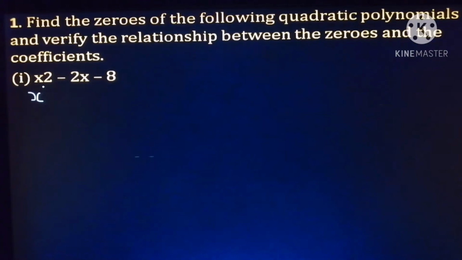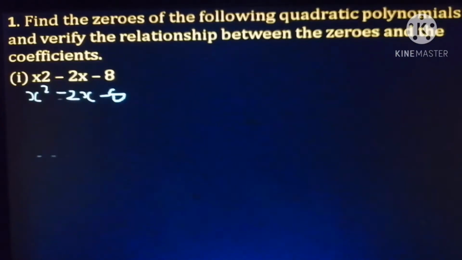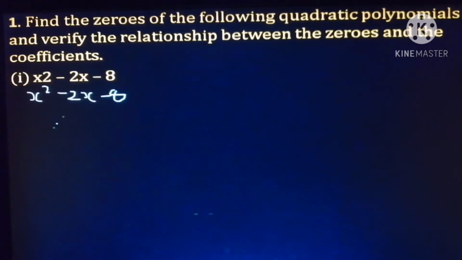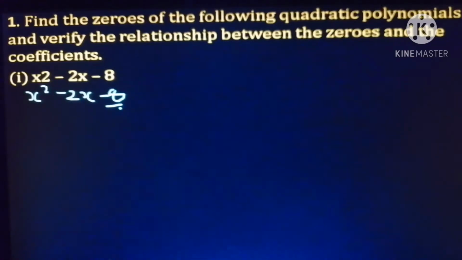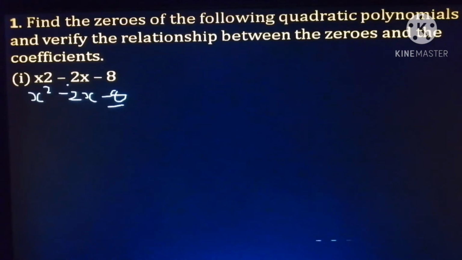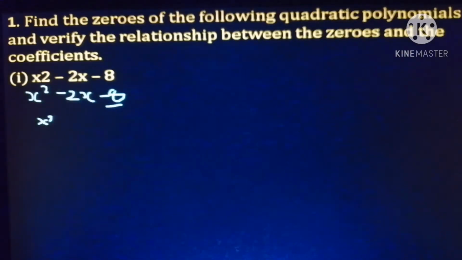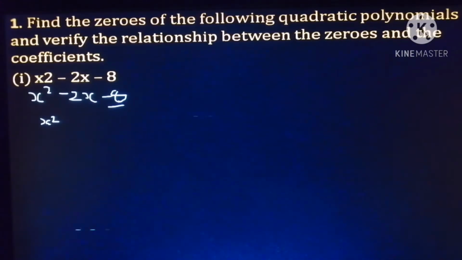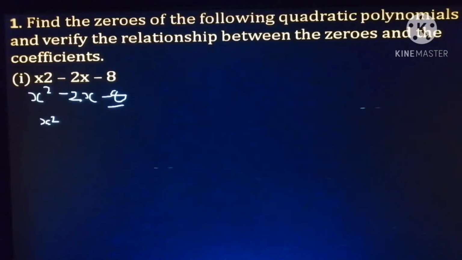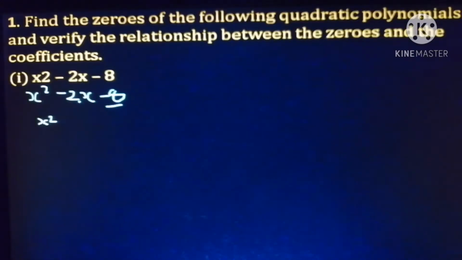So here you have x square minus 2x minus 8. In these types of questions, you have to factorize it. Here you have minus 8, so the product of the numbers should be minus 8 and the sum should be minus 2. So now let's proceed further. Here you have x square, and you can take 8 as 4 into 2. 4 twos are 8, and the difference between 4 and 2 is also 2. So that would be the correct pair.